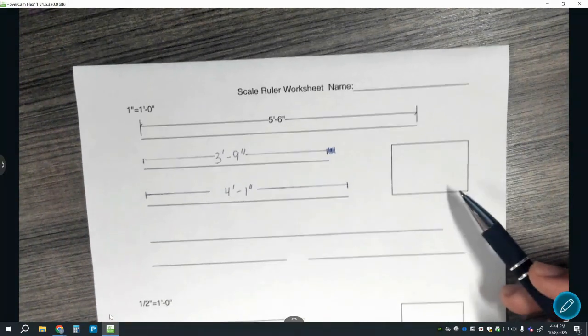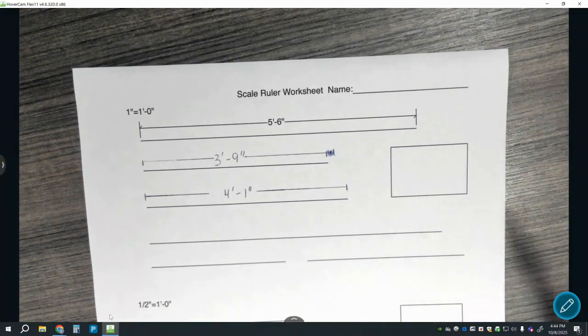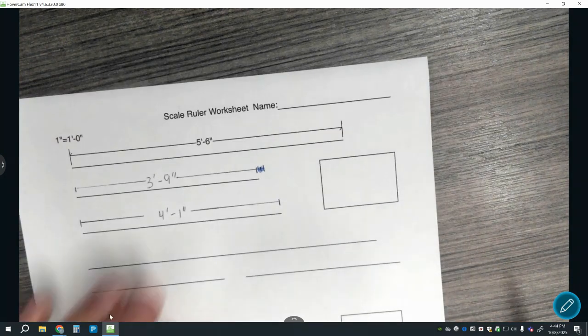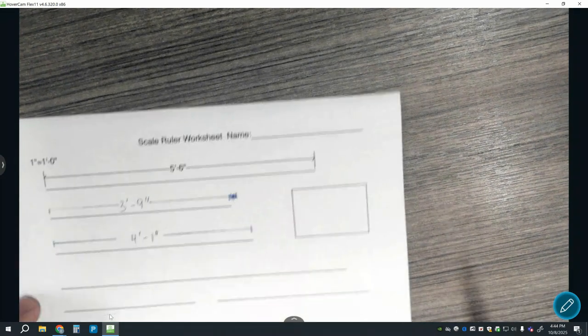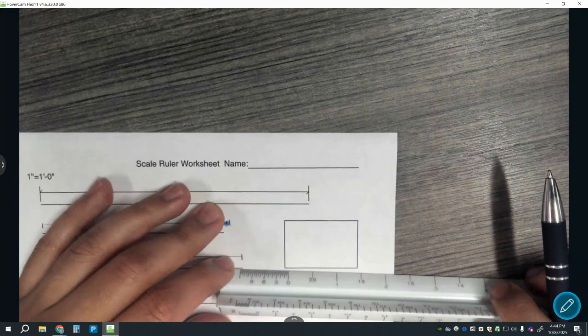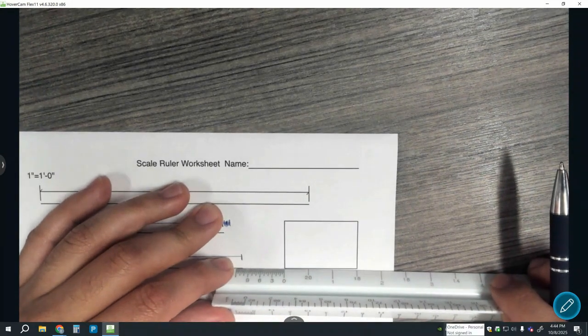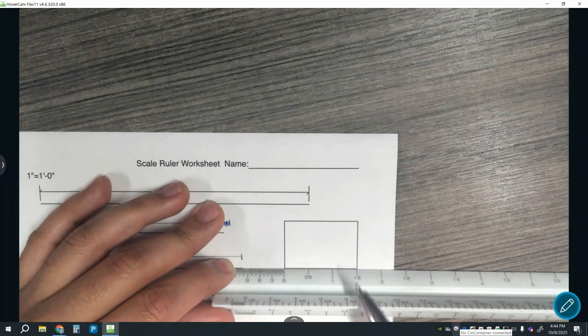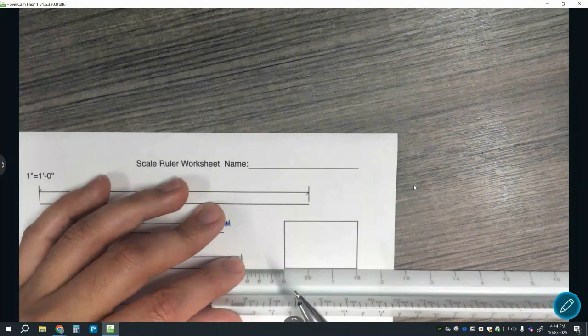Alright, for this rectangle, we're going to need to do 2 measurements, the length and the width. So let's go ahead and do that. Again, make sure we're in the same scale. We're still using the 1 inch scale. So we'll start from 0. Again, we can't just read it off. That would be 18, and that would be incorrect. We need to count.